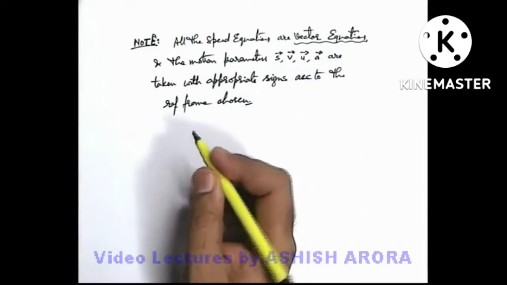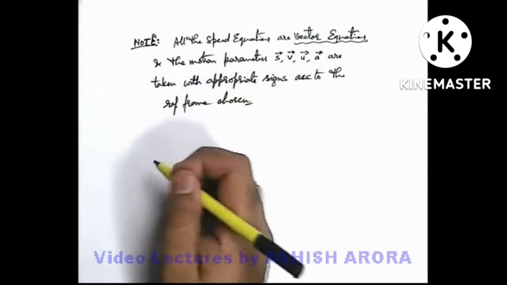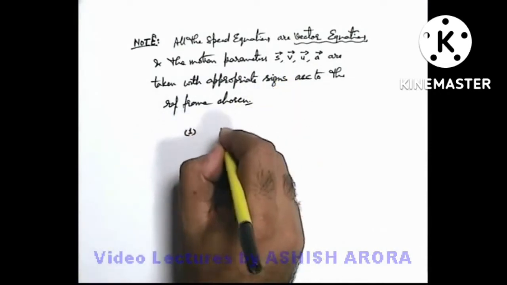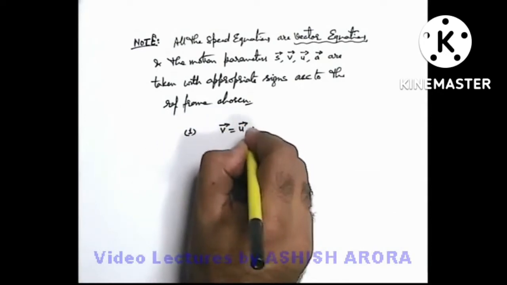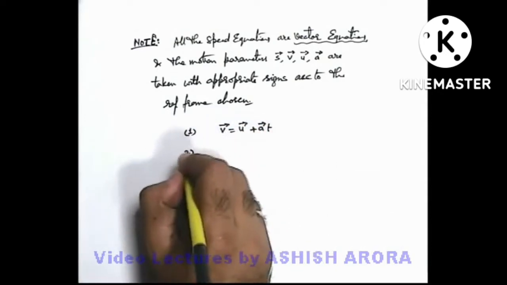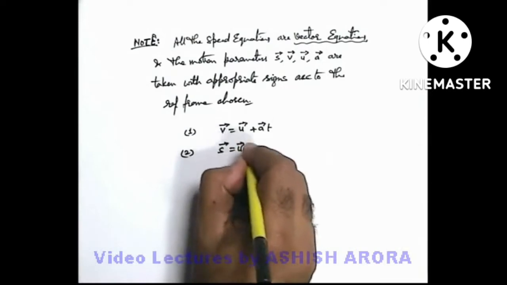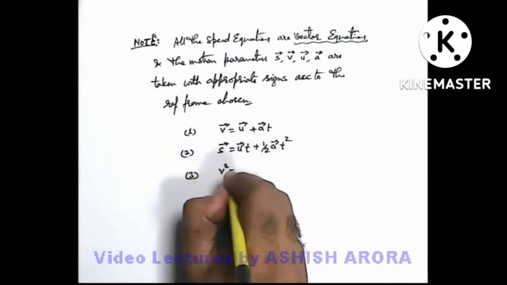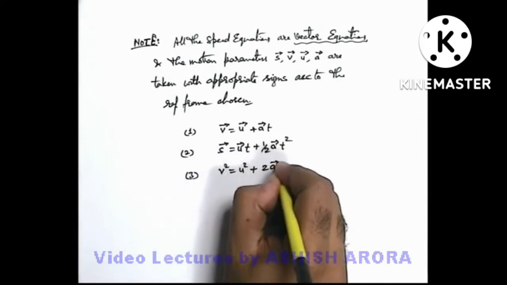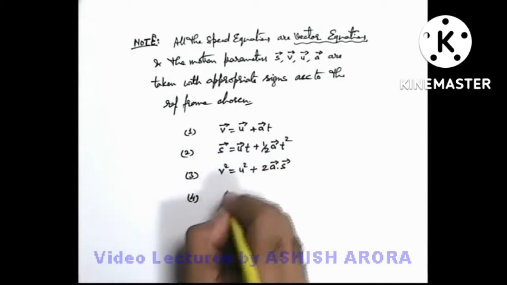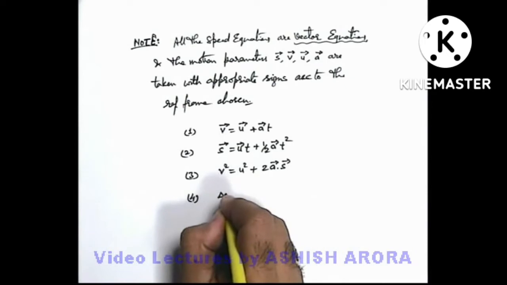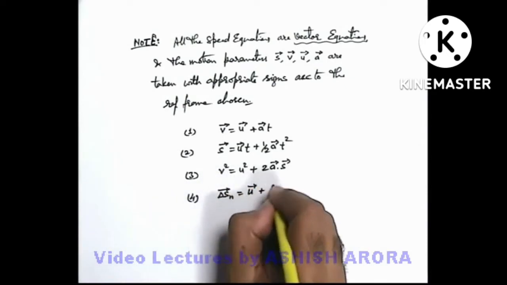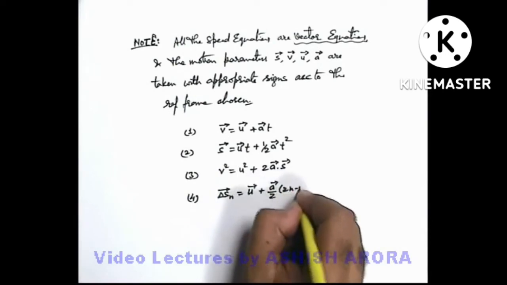And by this method, using these vector equations, we can also reduce the length of the solution of a problem. Like if we talk about these equations, the first equation we use is v equals u plus at. The second equation is s equals ut plus half at square. Third is v square equals u square plus 2 a dot s. And the fourth, which we have just now derived, is the displacement in nth second, that is u plus a by 2 times (2n minus 1).